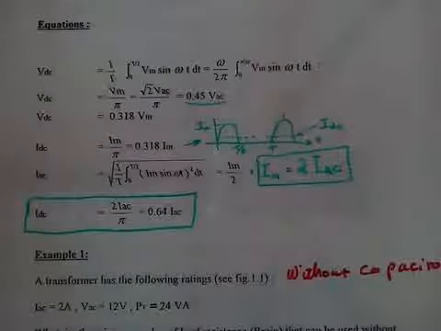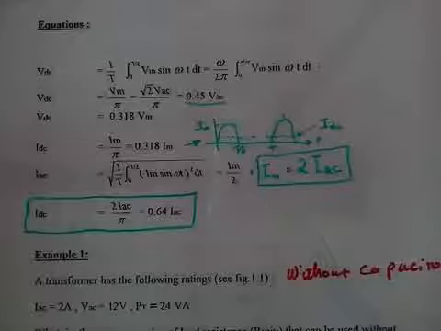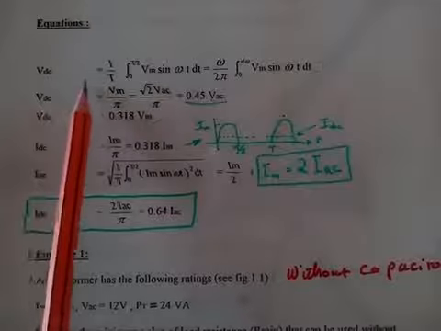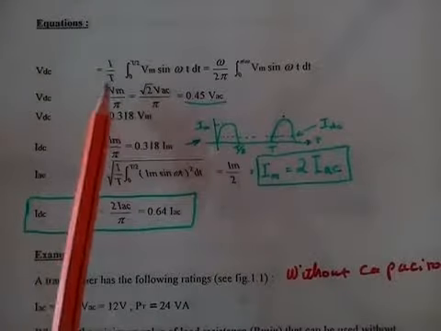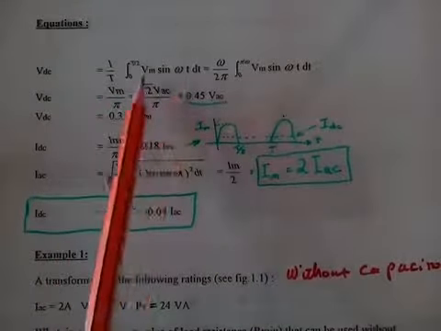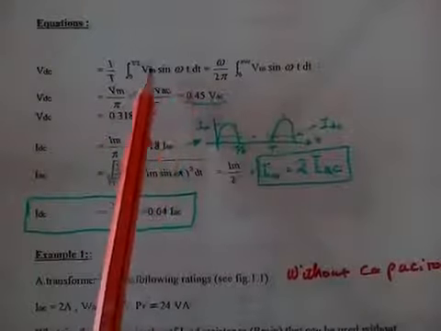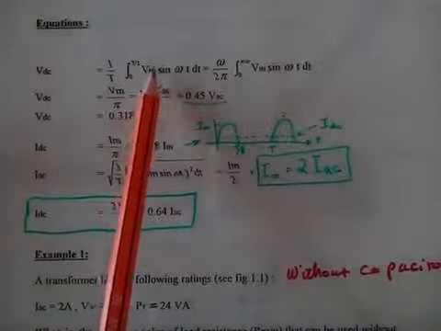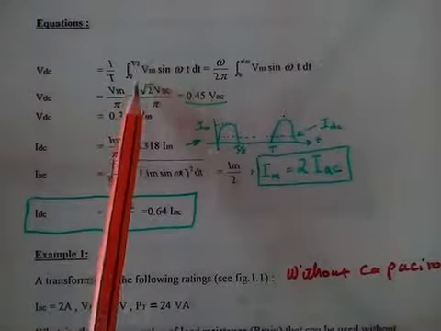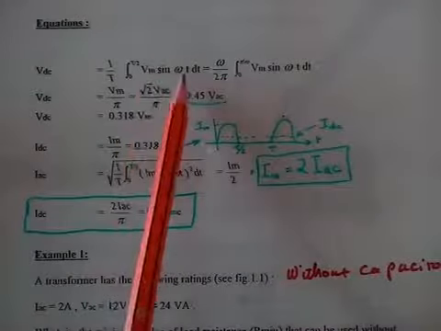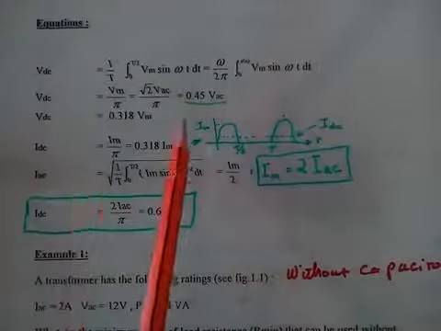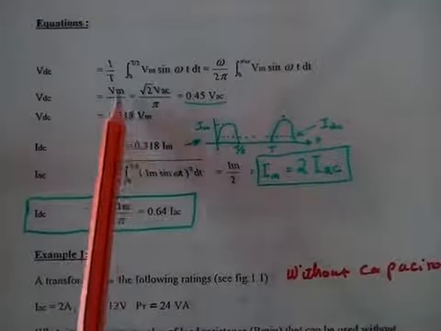Now to the equations. The VDC across the load would equal integrating that half sine wave. You get the function of the sine wave and you integrate it over the half of the sine wave, which is T over 2 to 0. And after finding that area under the curve of the half sine wave, you simply average it over T. And that would give us Vm over pi.